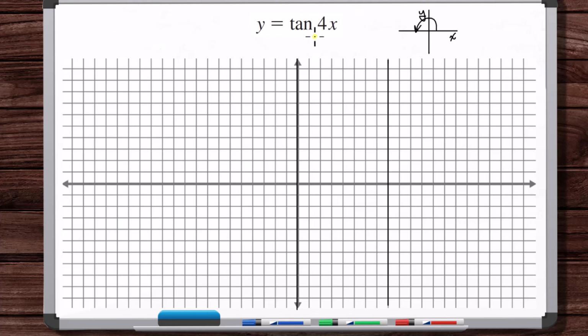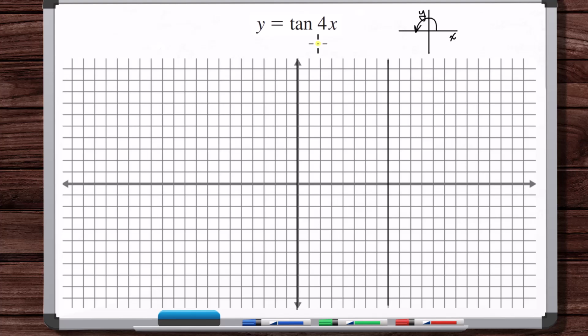So really the first step for any tangent or cotangent graph is to identify where the base period is, because it might be shifted horizontally, right? In this video, that won't be the case, but not only could it be shifted horizontally, it could also have been stretched or shrunk. So here it's not going to be minus pi over 2 to pi over 2 because the period is going to be shrunk down by a factor of 4.